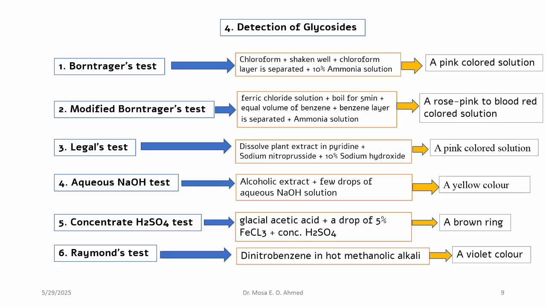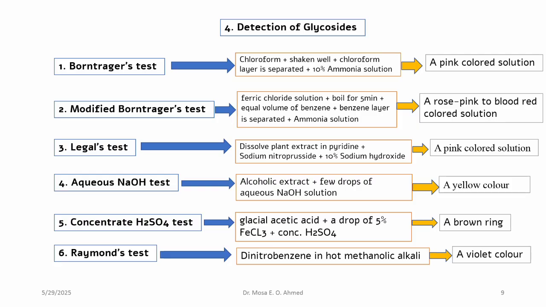So the main difference between Borntrager test and modified Borntrager test is the class of secondary metabolite that can be tested. Both of them are used for detection of anthraquinone glycosides, while Borntrager is for O glycosides and the modified Borntrager is used for C glycosides. The difference depends on the glycosidic bonds. In case of the composition of the reagent, Borntrager consists of 10% ammonia solution, while modified Borntrager consists of ferric chloride beside ammonia solution and heat.